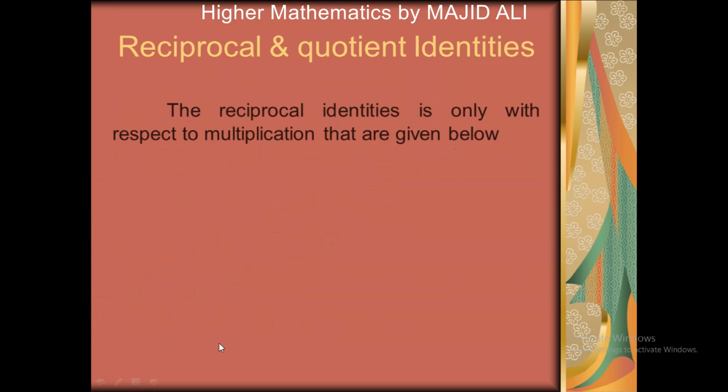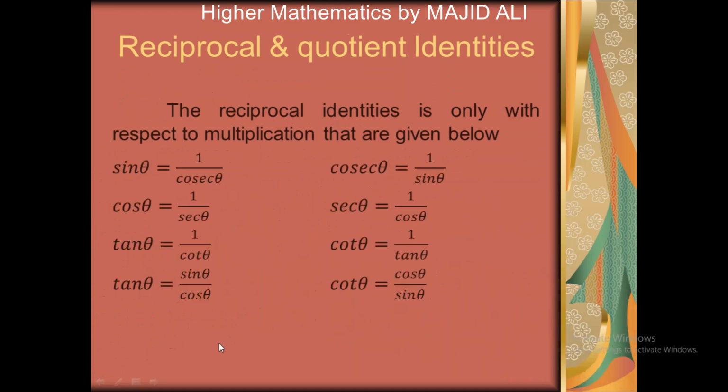Reciprocal and quotient identities. As in the previous examples, we already saw that sine theta is the reciprocal of cosecant theta, or cosecant theta is the reciprocal of sine theta. Cos theta is the reciprocal of secant theta, and secant theta is the reciprocal of cos theta. It is vice versa. Tangent theta is the reciprocal of cotangent theta, and cotangent theta is the reciprocal of tangent theta, and these are also vice versa.